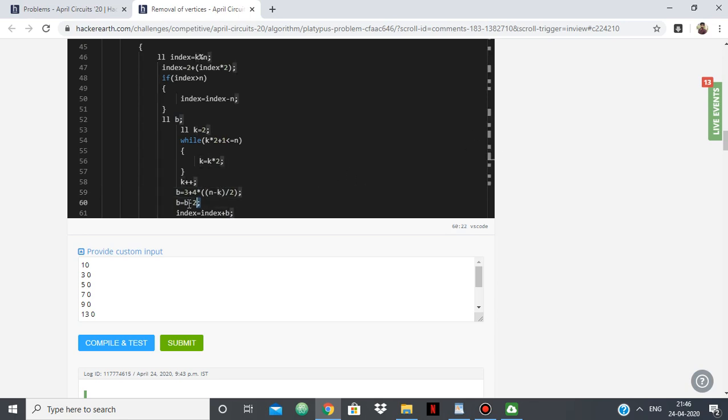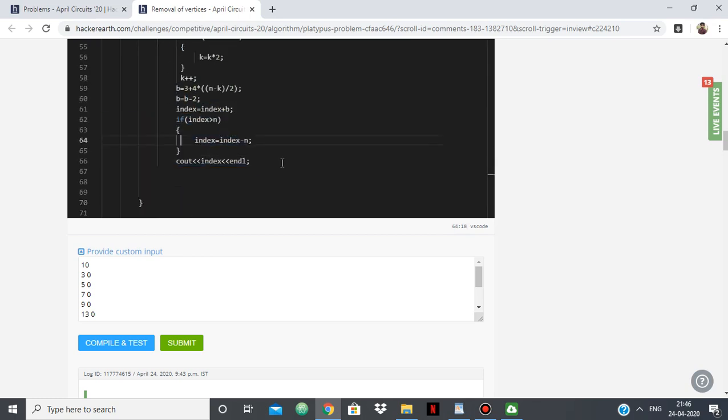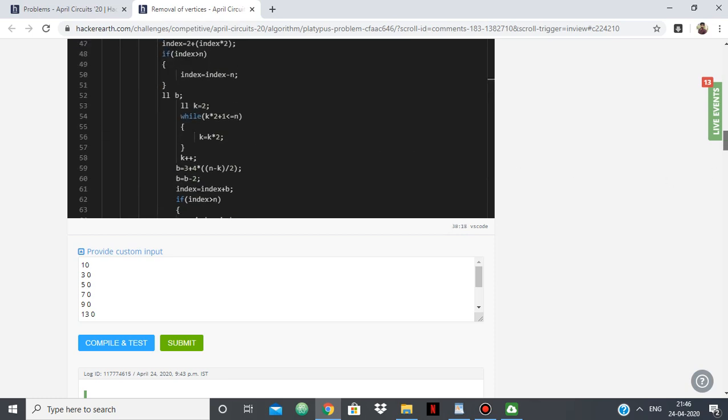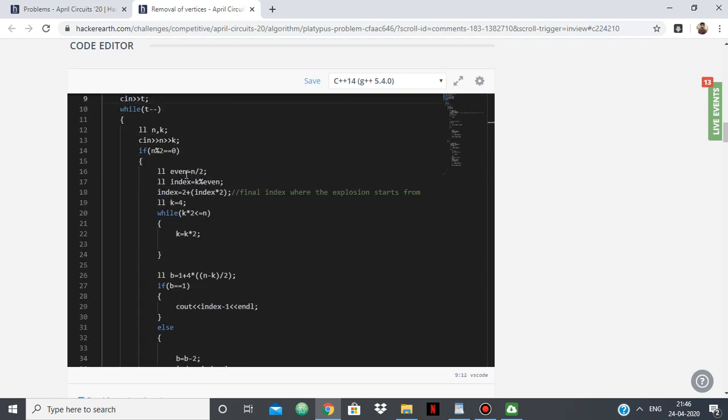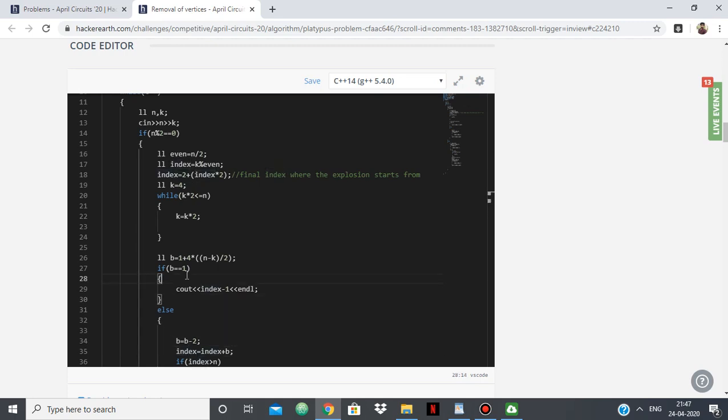And I'm doing b is equal to b minus 2 because, as I said, we have to take the difference. So this b is just simply the difference. So b is the last vertex, and minus 2, I'll get the difference, and I'm adding that difference to index. So again, in a nutshell, what I'm doing, I'll just explain to you again. With this even, I'm finding out the final index from where the explosion starts, which is at index. Then I'm finding out if I start the explosion at 2, where will I be? And that is b.